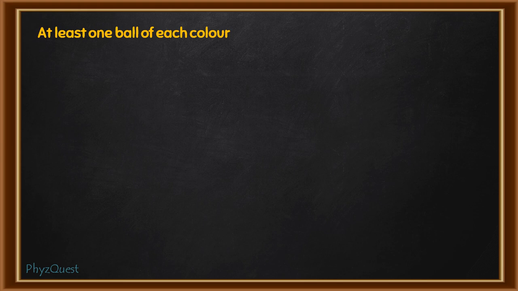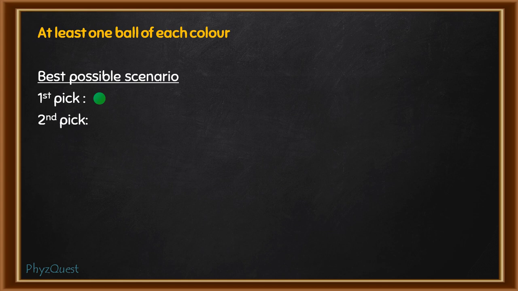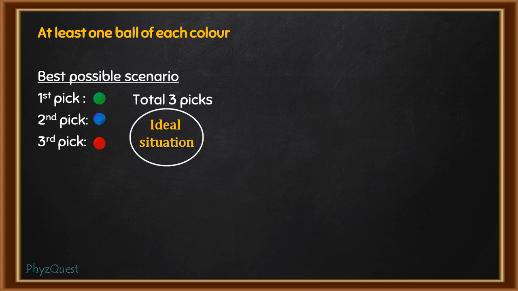First let us consider what would be the best possible scenario. Best possible scenario would be you first pick a ball, it's a green ball. Second you pick a ball, it's a blue color ball. And the third pick you get a red color ball. So the purpose is achieved. You have one ball of each color and it is done in a total of 3 picks. But it is actually an ideal situation.